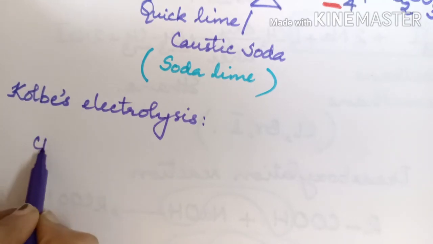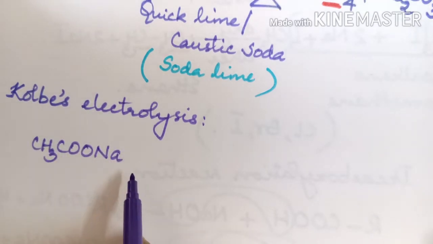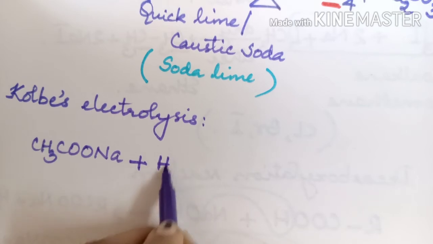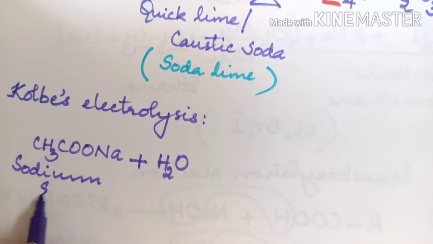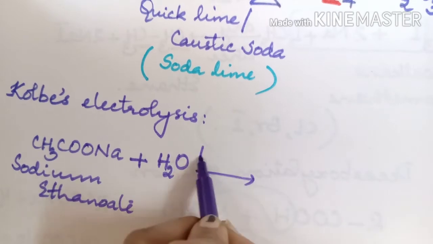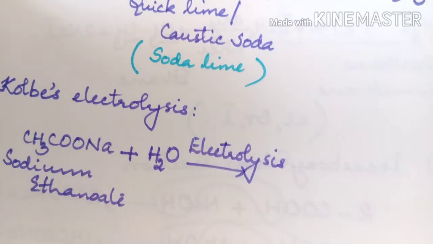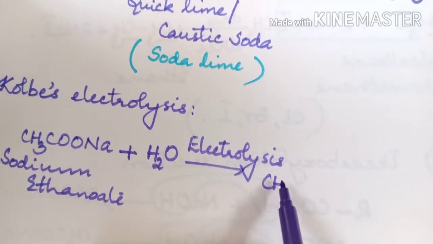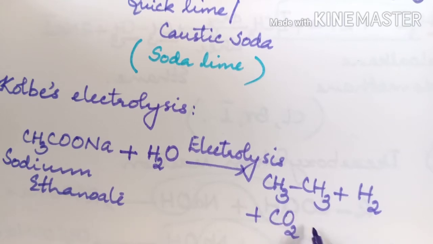Suppose we take CH3COONa, the aqueous solution of sodium ethanoate, which is subjected to electrolysis, and we get ethane, hydrogen, carbon dioxide and sodium hydroxide as the products.